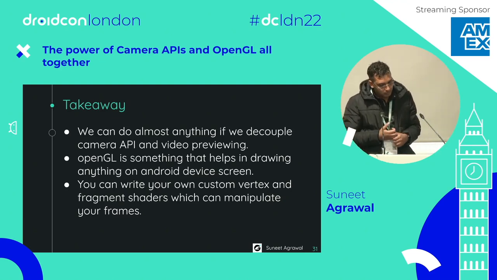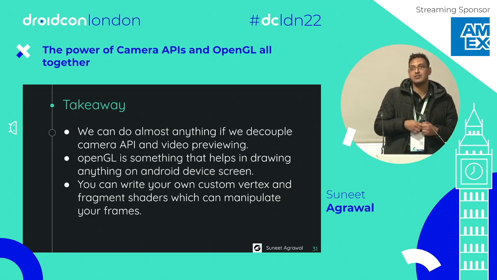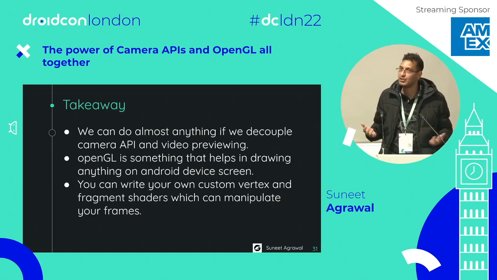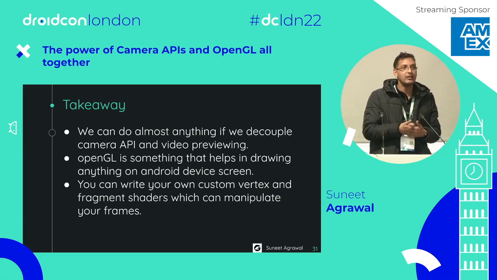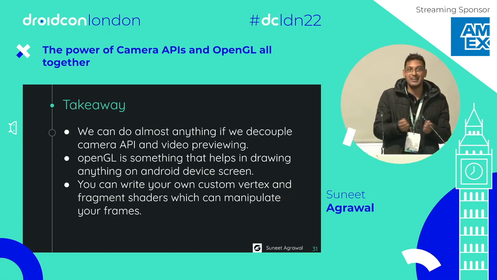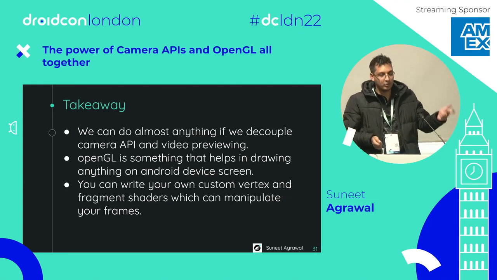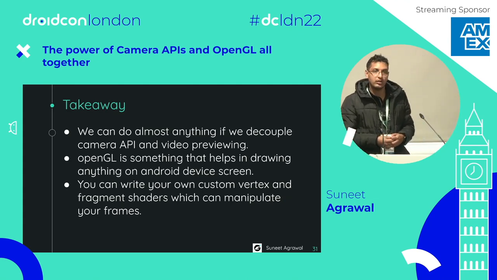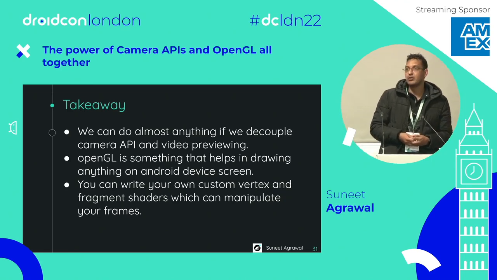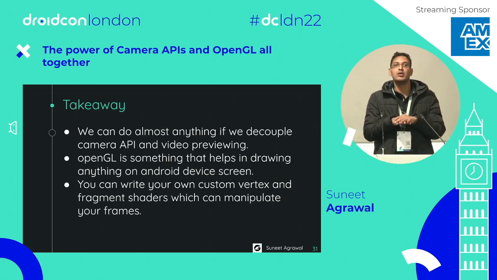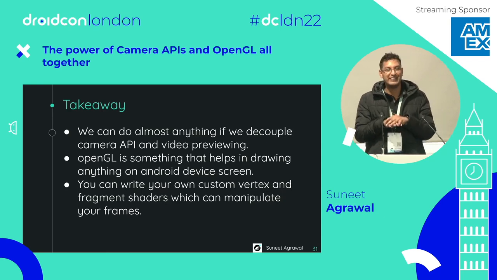It completely depends on hardware. Is the end user's hardware capable enough to handle this? You're getting maybe 60 frames, maybe 45 frames per second, so it will be too much calculation for the CPU in order to detect that and at the end pass the data to the GPU. So OpenGL is something that helps in drawing anything on the device screen. Don't think only about the camera; anything that you see on your screen is drawn using OpenGL. Without OpenGL, nothing can be drawn.